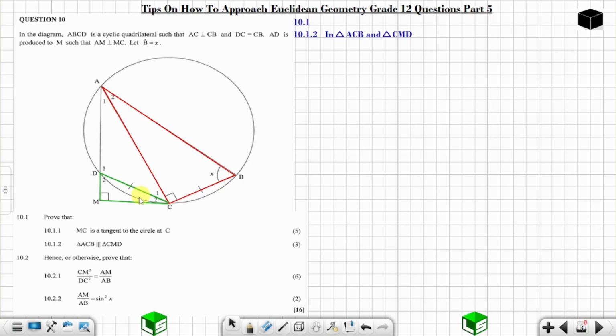So you can see this angle is equal to this angle. So angle DMC, this angle, is equal to the angle ACB, this angle. They are both equal to 90 degrees. So the reason is you are given that. Now let's show another pair of angles.